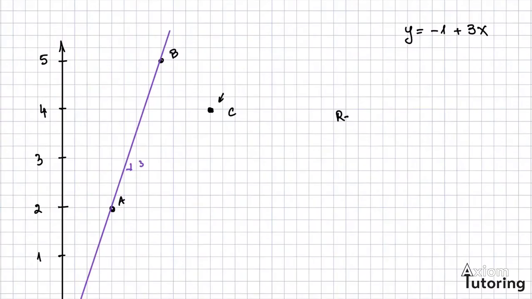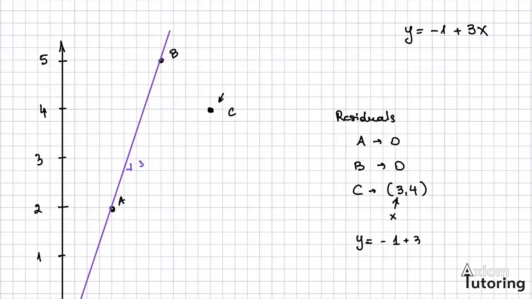So calculating the residuals, keep in mind the residuals for point A is 0 and also for point B is 0 because we're making 0 mistakes. These points are on that line. However, if we are looking at point C, the coordinates are (3, 4), which means the x is a 3. Now, whenever the x is a 3, that means that my y is equal to -1 plus 3 times 3, which would make it an 8.